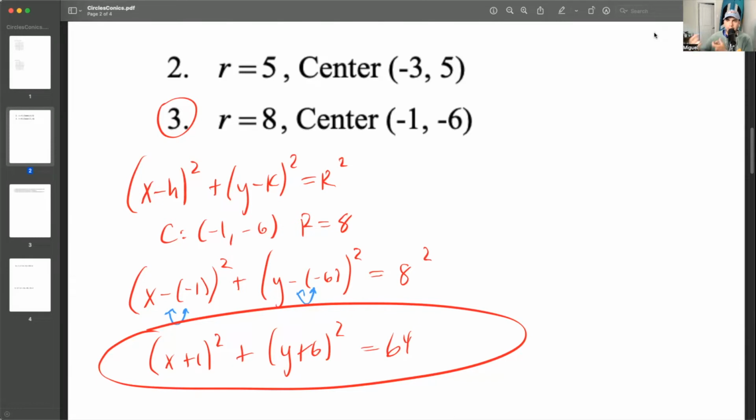So that plus and the minus inside the parentheses when it comes to translation always just works backwards. So be very, very aware of this whenever you are encountering circles in Algebra 2 or in pre-calculus.